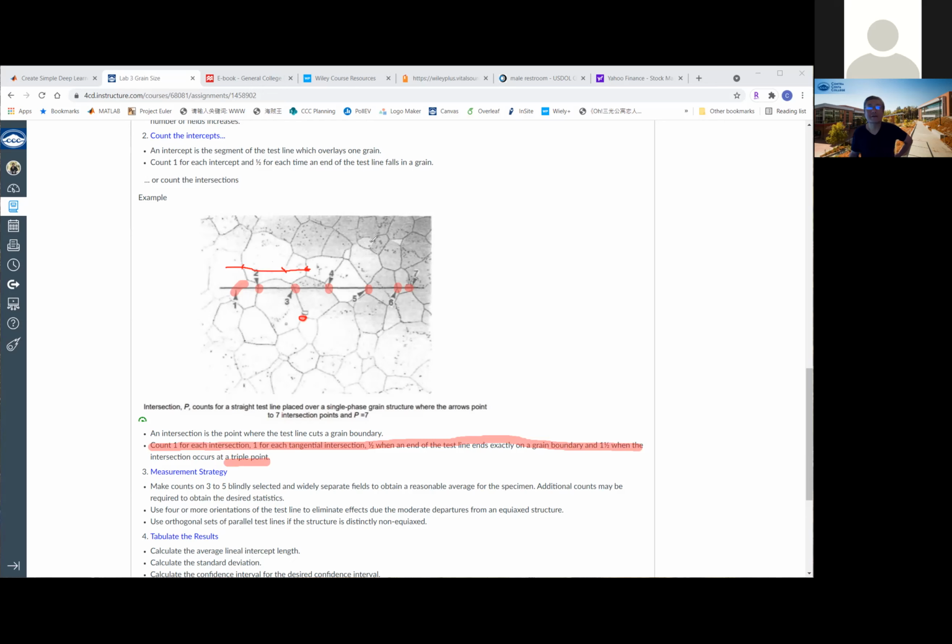What was that you said about the half? Sorry. The half means the line ends at the boundary. Would you also count a half for the one on the left side? Oh, sorry, go ahead. No, that will be like a crossing. This won't. This will be just 1.